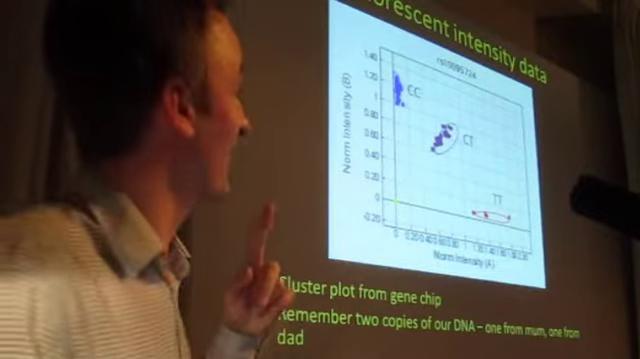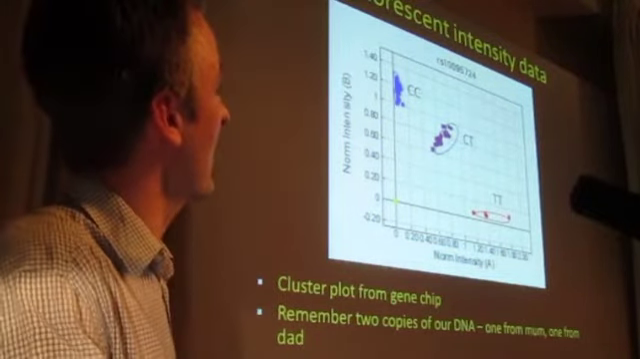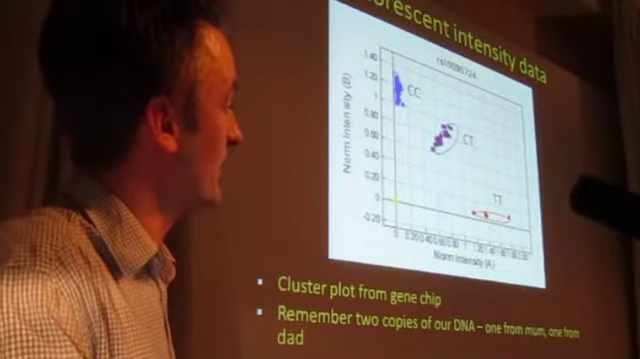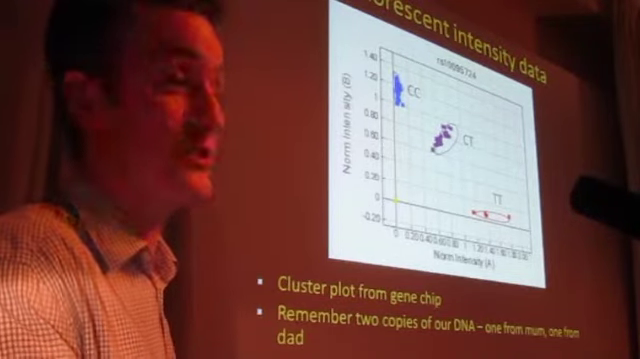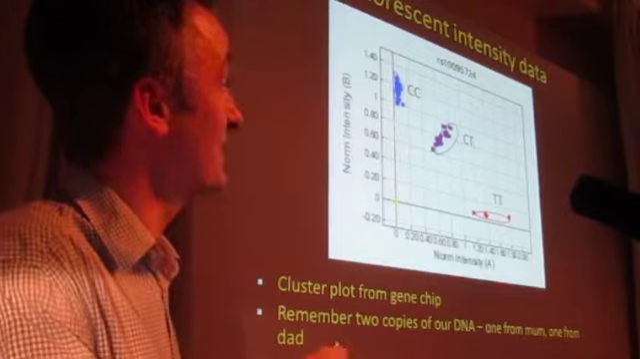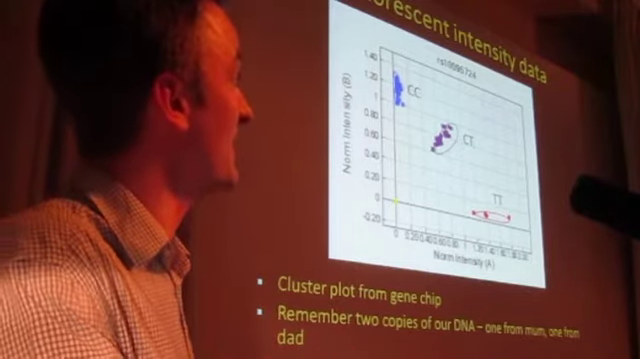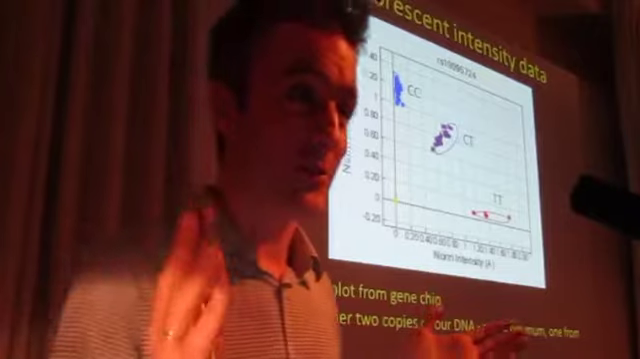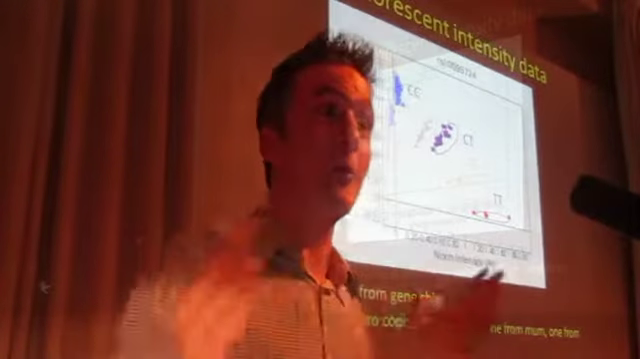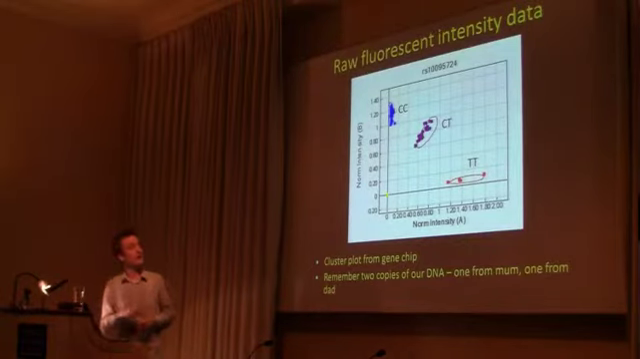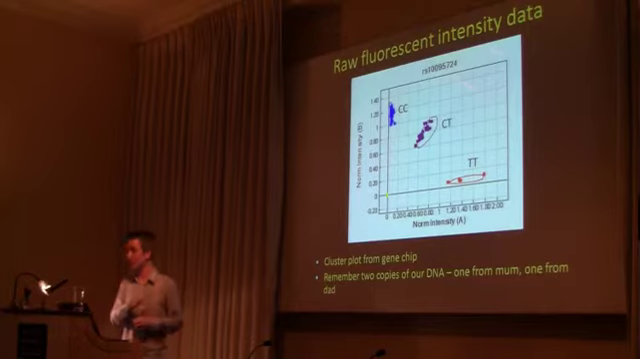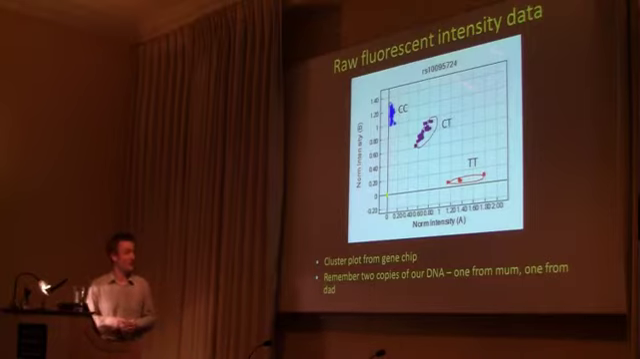And what comes out is one of these graphs. This is one marker now. And this is just a graph showing how much green light came out from the bead and how much red light came out from the bead. And if you've only got red light, in this instance, you're T. If you've only got green light, in this instance, you're C. And actually, remember, you get two copies of your DNA, one from mum and one from dad. So each dot is a person. These guys in the middle got a C from the one parent and a T from the other parent. So what I spend my life doing is staring at loads and loads of these plots, trying to work out who belongs to which group.